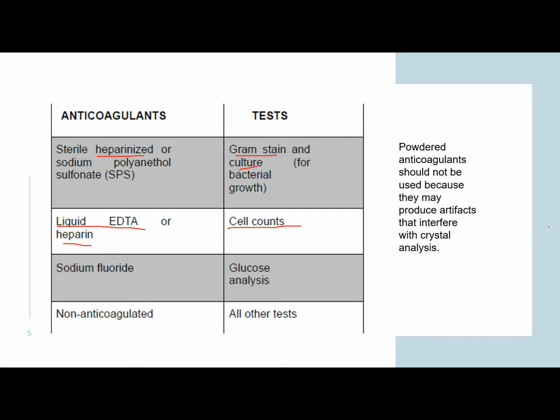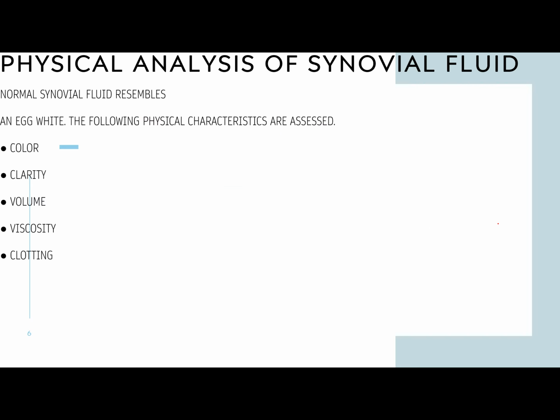So powdered anticoagulant should not be used, class. Take note, powdered anticoagulant should not be used because they may produce artifacts and interfere with crystal analysis. Kasi di ba, if you're familiar with some anticoagulants, yung K2, yung K3, these are EDTA class that are either in powder form or liquid form. So as much as possible, when you collect synovial fluid using anticoagulants, you need to use their liquid form to prevent the formation of artifacts affecting crystal analysis.